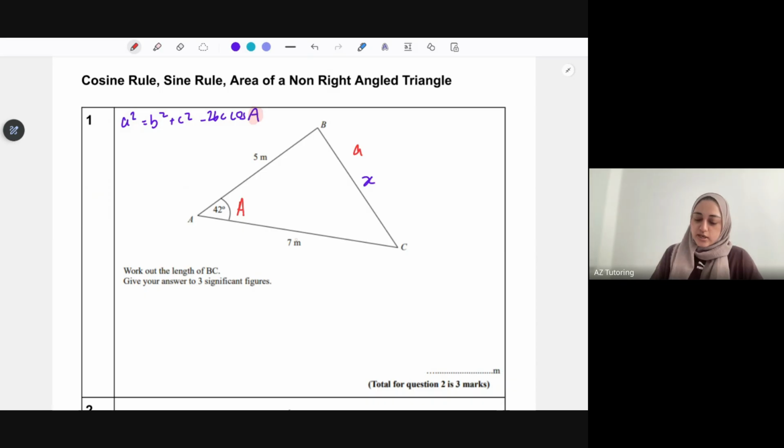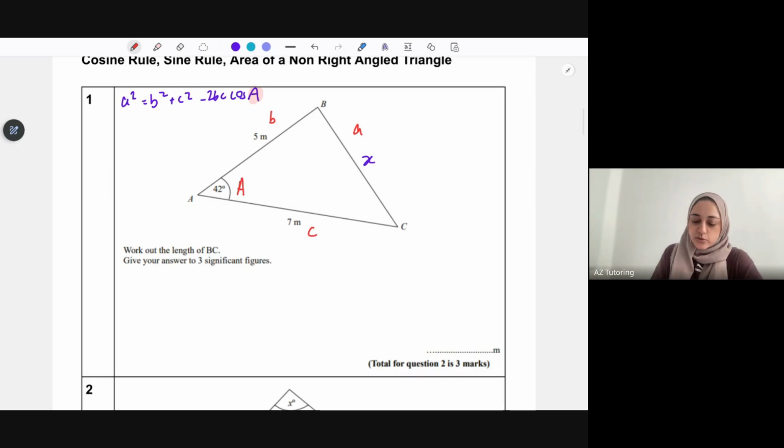Now it doesn't matter which one you label B and C out of the 5 and 7. So I'll just call this B and I'll call that C. But you can do it the other way around as well. It doesn't matter. So now we just need to plug all these numbers into the cosine rule. So we've got A squared, which we've called X. So X squared equals B squared, which is 5 squared, plus C squared, which is 7 squared, minus 2 times B times C, so 2 times 5 times 7, cos of my angle, which is 42.